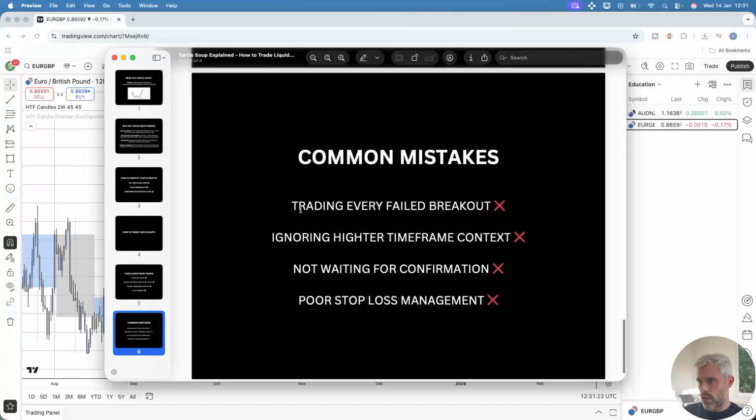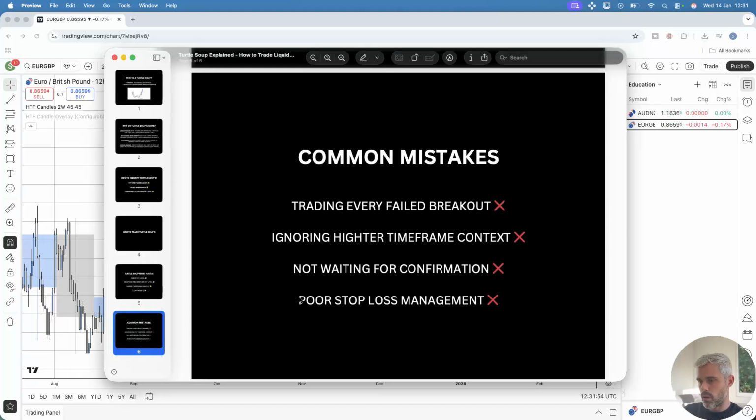Common mistakes: trading every failed breakout. So price will liquidate levels, find support, and continue in that direction if you don't have the right higher time frame levels marked. If you ignore higher time frame context, you're just going to get eaten alive trying to trade turtle soups. You'll get one where you're lucky, 2 where you're not, and it just won't work for you. You need to wait for confirmation, in my opinion, using the time frame that you execute on.